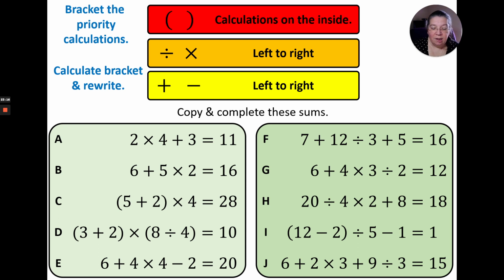And finally, the last one, we've got a multiplication and a division. So let's do those first. 2 times 3, which is 6. 9 divided by 3 is 3. So we've got 6 plus 6 plus 3, which is 15. How did you get on with those? Did you find those easy? As long as you remember the order BIDMAS, you should be able to do those.